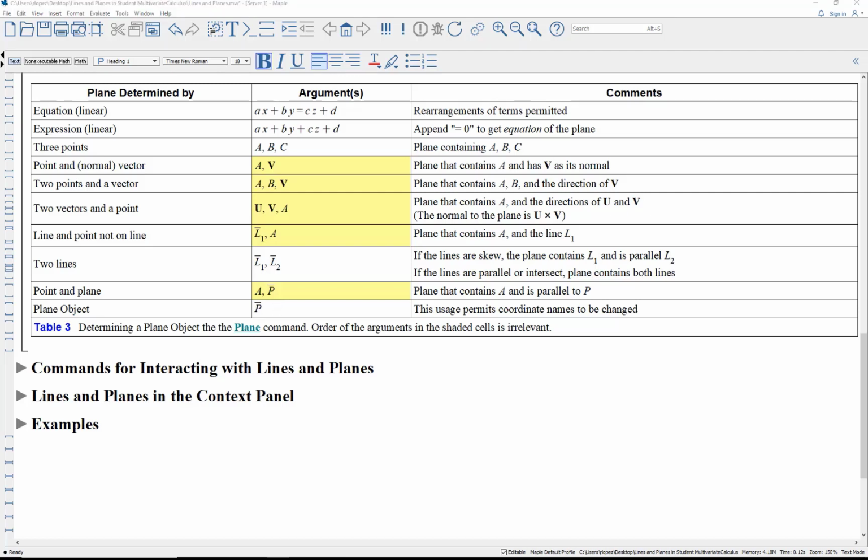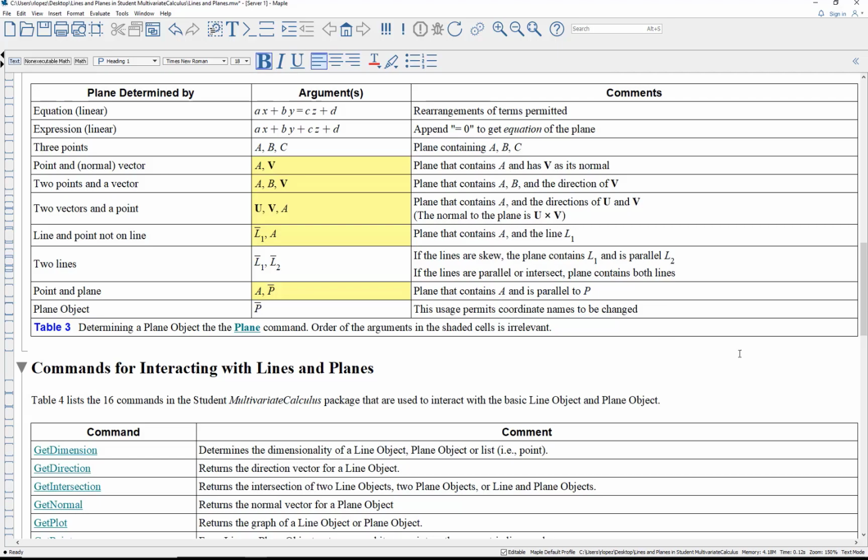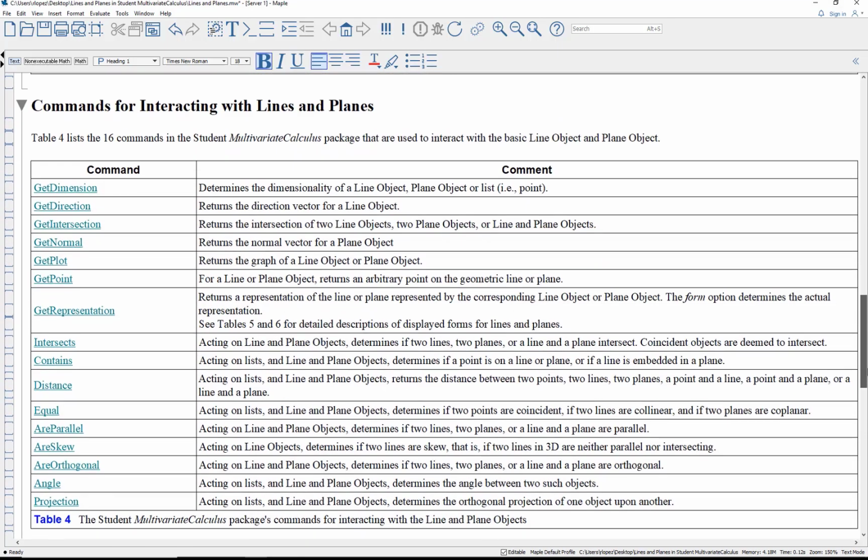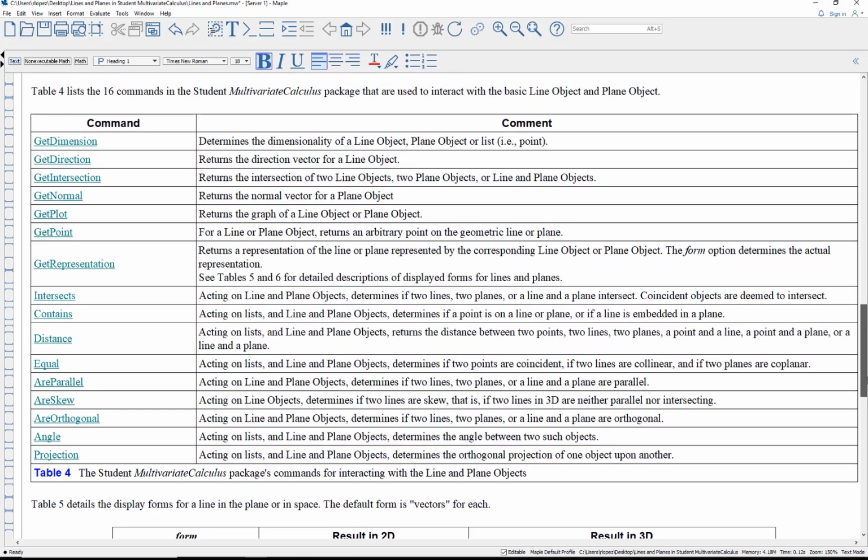Okay, so the things that determine geometrically a line or a plane are the same here in the package as they are with pencil and paper. So you want to see how you can interact with these objects. So here are the commands in the package.